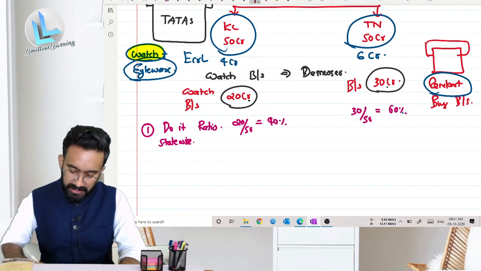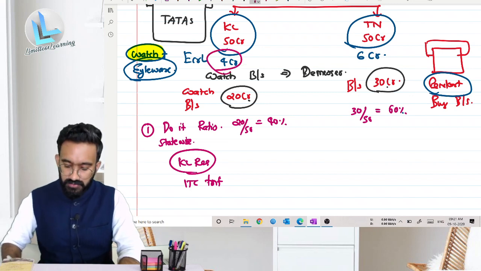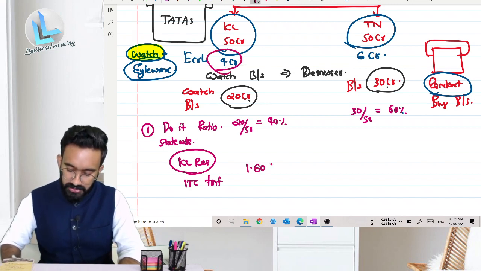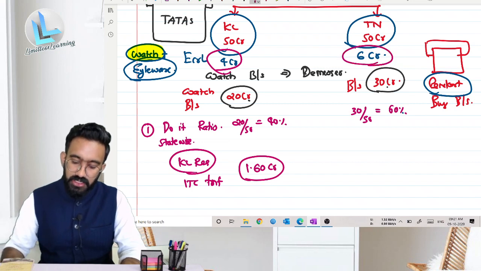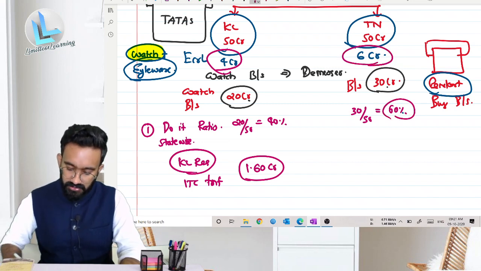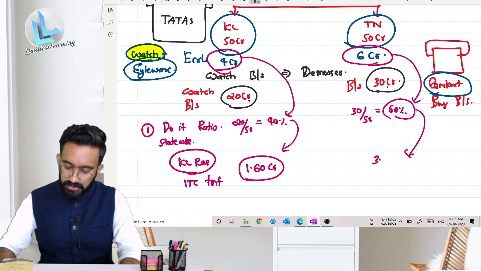So in Kerala registration, how much ITC transfer is possible? It is 40% of 4 crore, which is going to be 1.6 crores. Correct? Then here it is going to be 60% of 6 crores, which is going to be 3.6 crores.